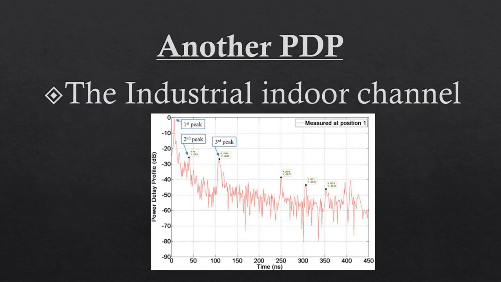So the other PDP profile is the industrial indoor channel. It is also similar to the one we discussed before. We can simply calculate the RMS delay value. We can find the coherence bandwidth and compare it with the bandwidth of the signal to have a comment on the channel.